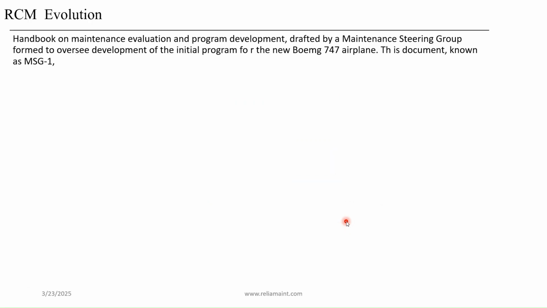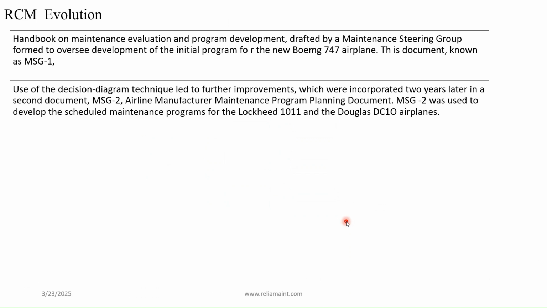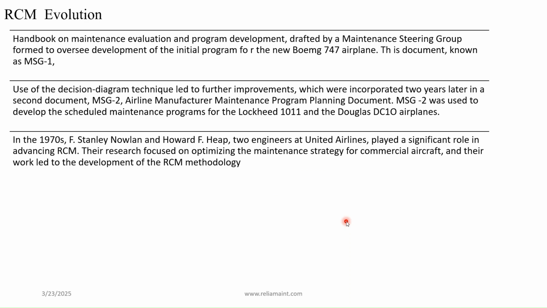Reliability-centered maintenance. The Handbook on Maintenance Evaluation and Program Development was drafted by a maintenance steering group formed to oversee development of the initial program for the new Boeing 747 airplane. This document was known as MSG-1. Use of the decision diagram technique led to further improvements, which were incorporated two years later in a second document, MSG-2, Airline Manufacturer Maintenance Program Planning Document. MSG-2 was used to develop the scheduled maintenance programs for the Lockheed 1011 and the Douglas DC-10 airplanes.